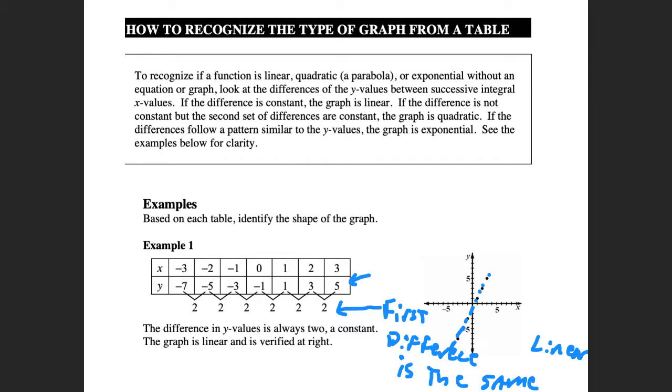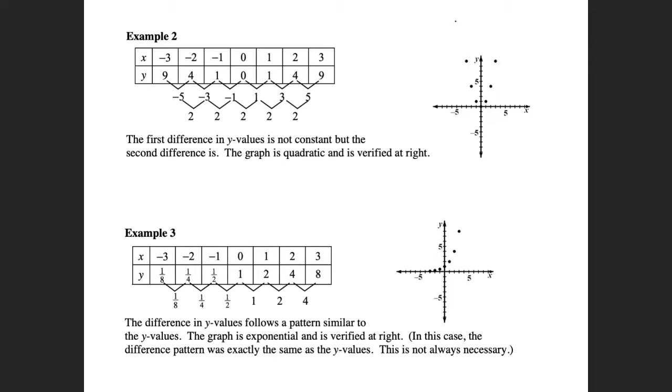Now let's say the first difference isn't the same. Then what do we do? Then we go to the second difference. So we subtract all these. 9 minus 4 is 5, 4 minus 1 is 3, 1 minus 0 is 1. They're not the same. So the first difference is not the same, so I know the data is not linear. Why? Because the first difference is not the same. So then we go to the second difference.